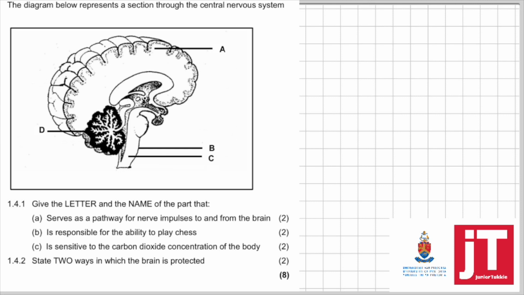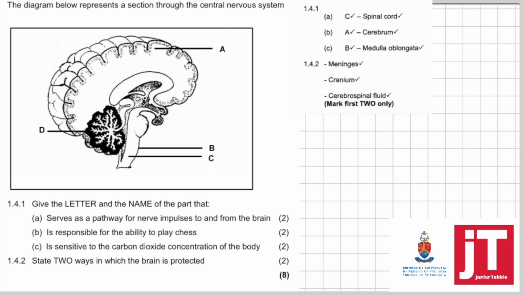1.4. The diagram below represents a section through the central nervous system. 1.4.1. Give the letter and the name of the part that serves as a pathway for nerve impulses to and from the brain. To and from the brain. So here's the brain. To and from. That can obviously only be C, the spinal cord.